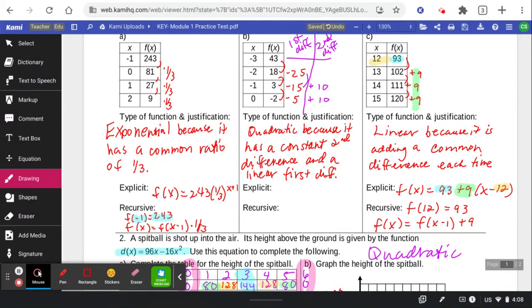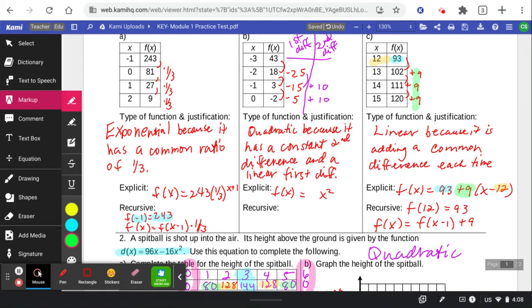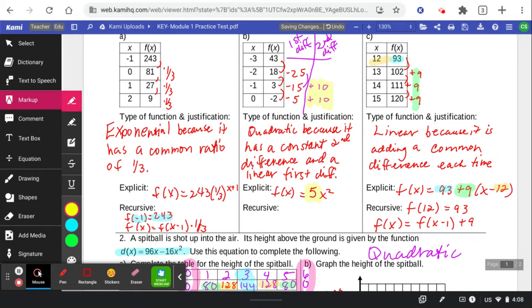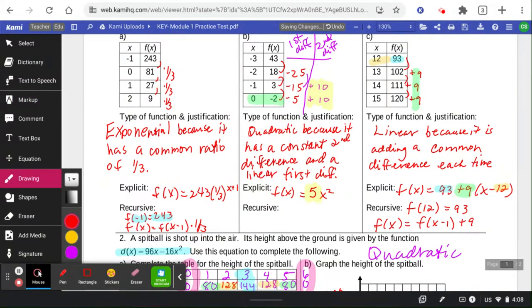The explicit. We start with a base of an x squared, and then we know that if the common difference is a plus 10, my coefficient in front of the x squared is half of that. So this is a 5x squared. And we can also see that the y-intercept is 2, negative 2, excuse me. And so that just puts that minus 2 right here at the back.